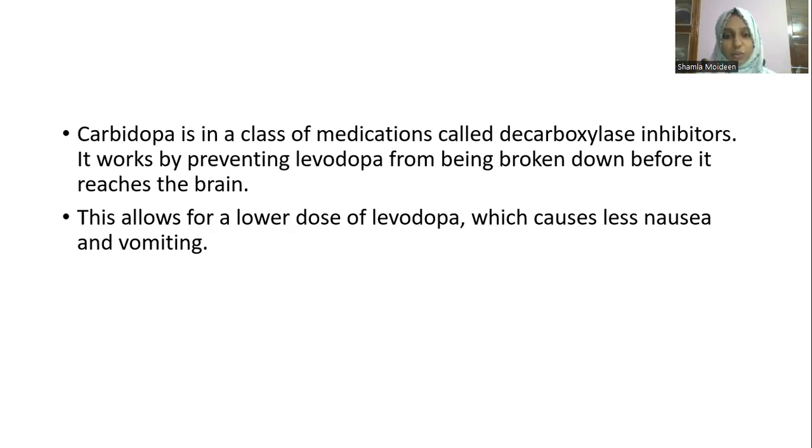Levodopa is a lipophilic drug and a prodrug. It crosses the blood-brain barrier, but it undergoes metabolism in the periphery by decarboxylase enzymes. But when we introduce a drug like carbidopa, which is a decarboxylase inhibitor, it prevents metabolism of levodopa and prevents it from being broken down before reaching the brain. So we give levodopa along with carbidopa, and it allows for a lower dose of levodopa, which causes less vomiting and nausea.